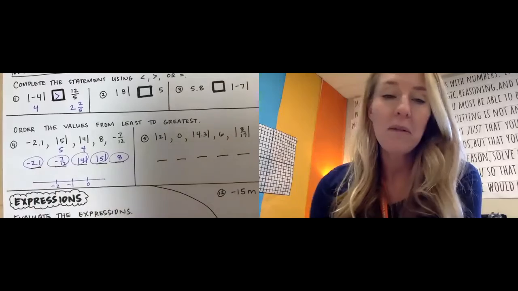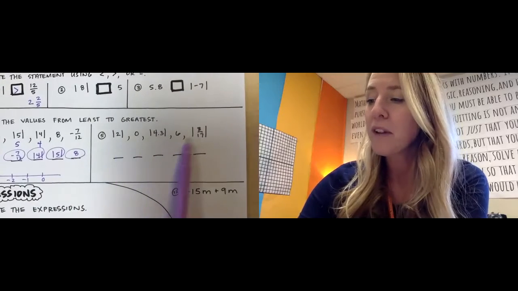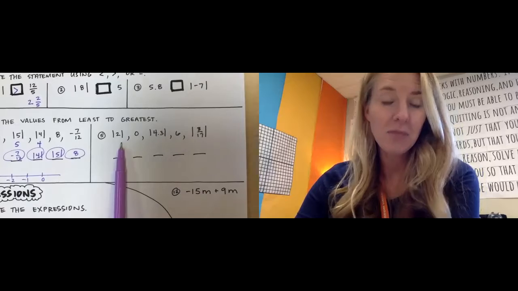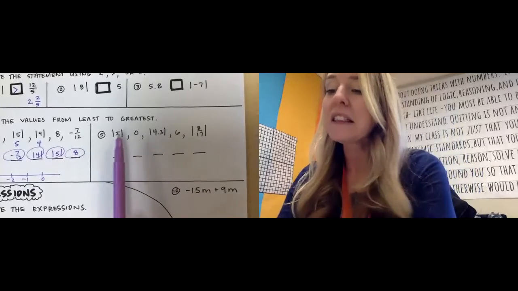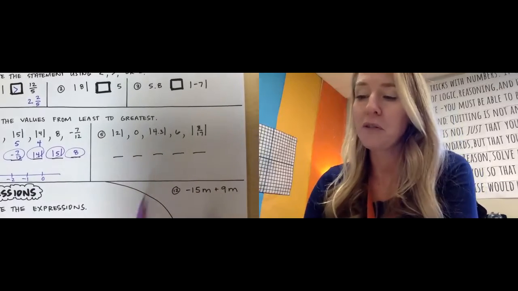That's probably one of the most common mistakes I see on a problem like that. So take what you know about absolute value, fractions, decimals, and apply that. And again, least to greatest. If you were to put them on a number line, we'd be looking left to right.